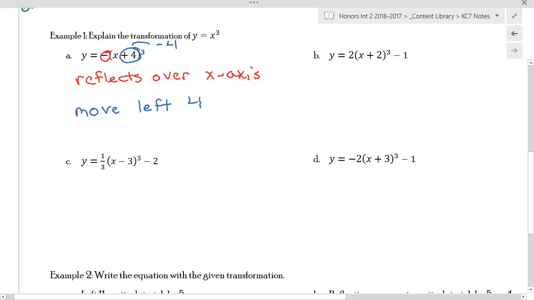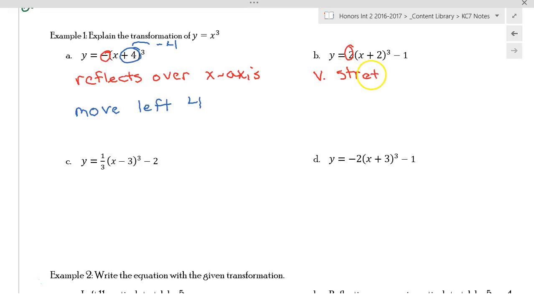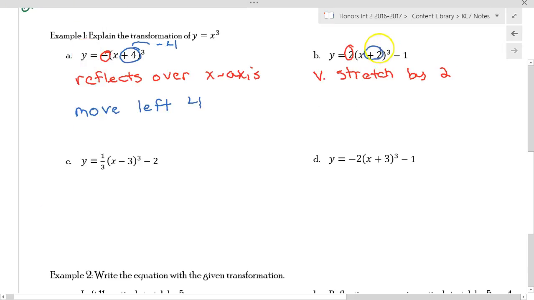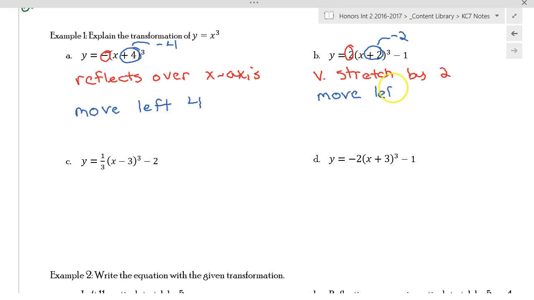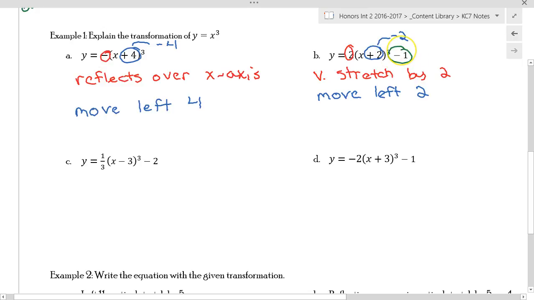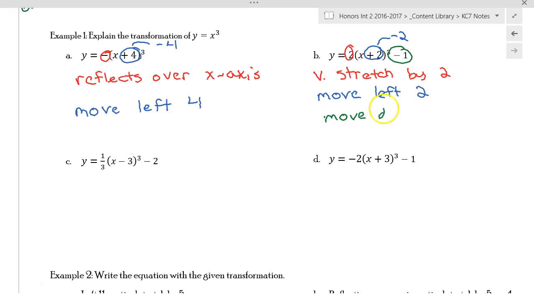Let's look at example 2. This one has a 2 in front. That's a vertical stretch. I'm just going to abbreviate V as vertical stretch. There's other things called horizontal stretches that we're not looking at. So V is a vertical stretch by 2. Then I have an inside. We change the sign. So move left because it's negative 2. And then I have, K is negative 1, so move down 1.